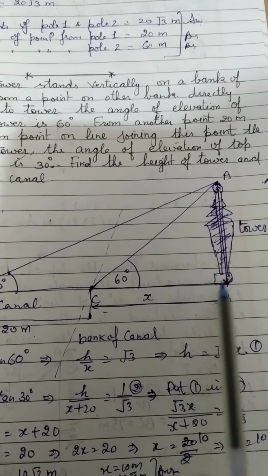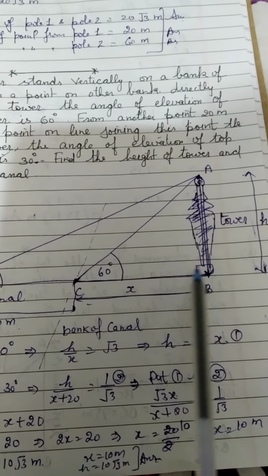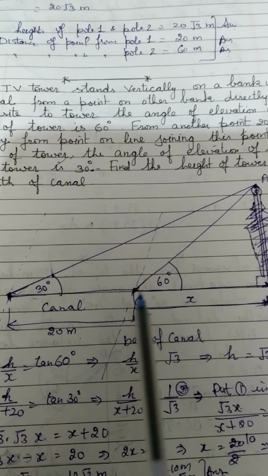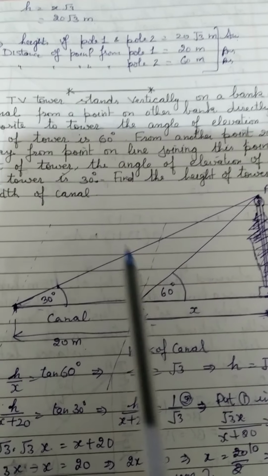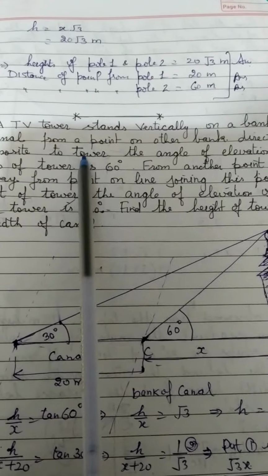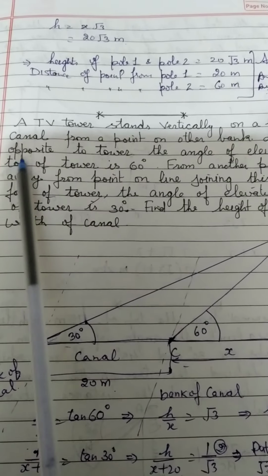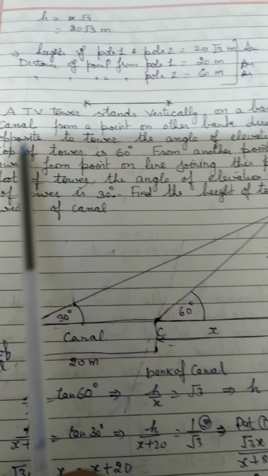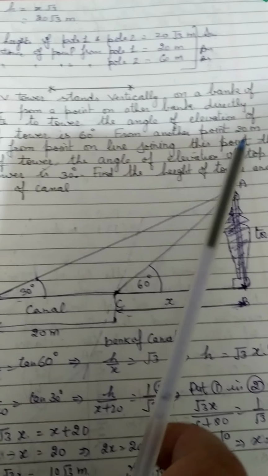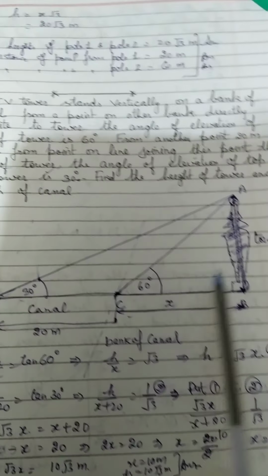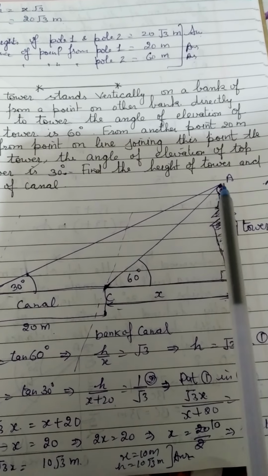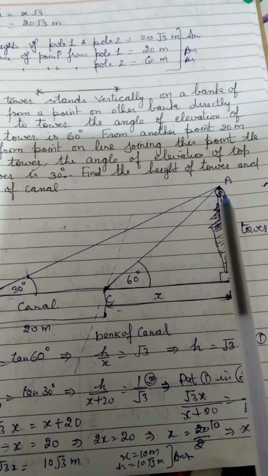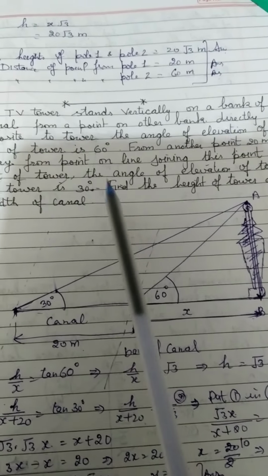And here is the tower. This is the tower at one side of the canal. See here, a TV tower stands vertically on a bank of a canal. From a point on the other bank directly opposite to the tower, the angle of elevation of the top of the tower is 60 degree. We get the triangle ACB.